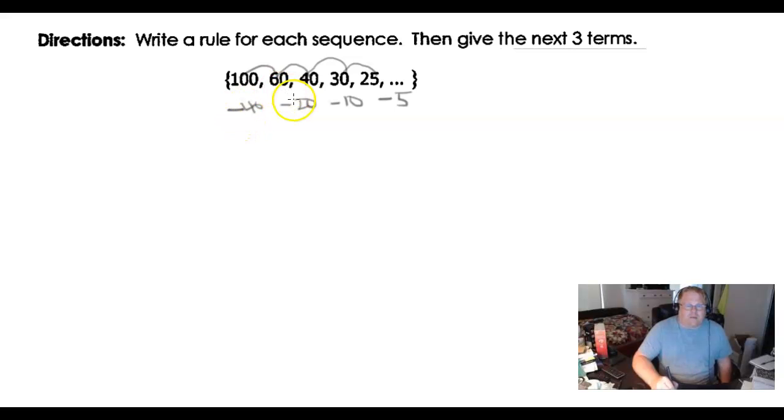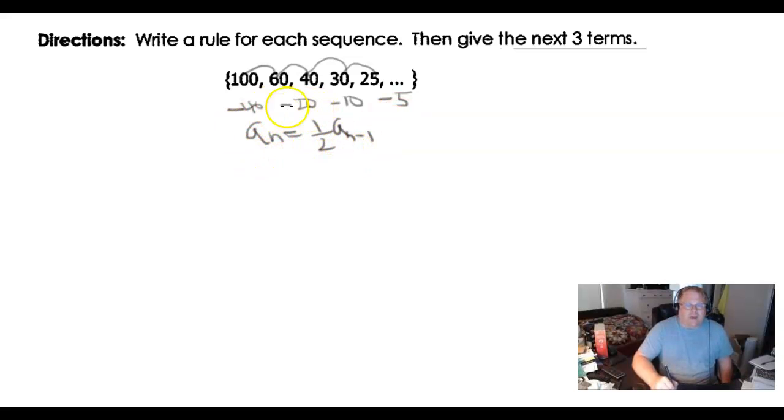I see that the change between these is that it's half. That's what I'm looking at. 40 to 20 is half. Half of 20 is 10. Half of 10 is 5. So I'm going to try that route. I'm going to write a rule that says half of a sub n minus 1.